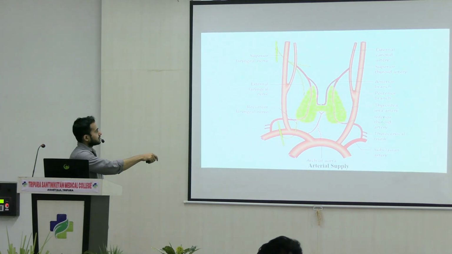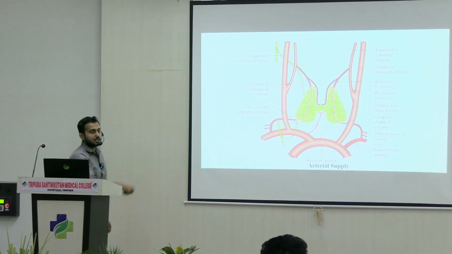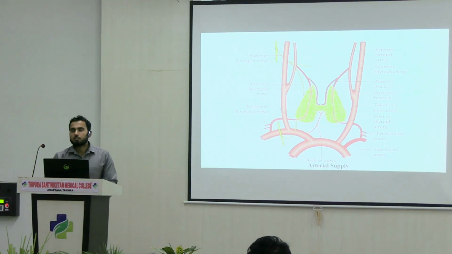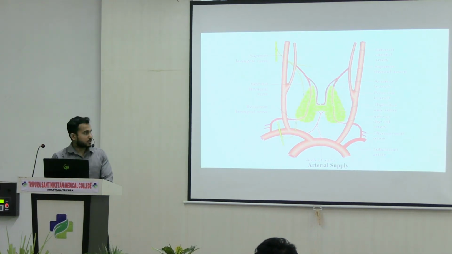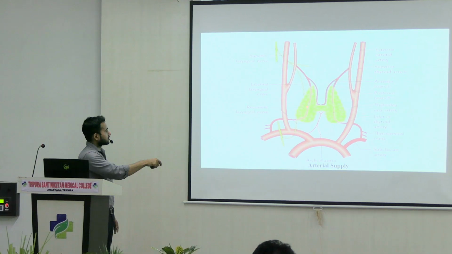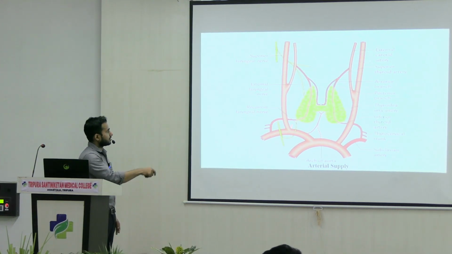Now this anterior branch is anastomosing. On this side and this side, the anterior branches will anastomose with each other at the superior border of the isthmus, and the posterior one you can see is anastomosing with the inferior thyroid artery.